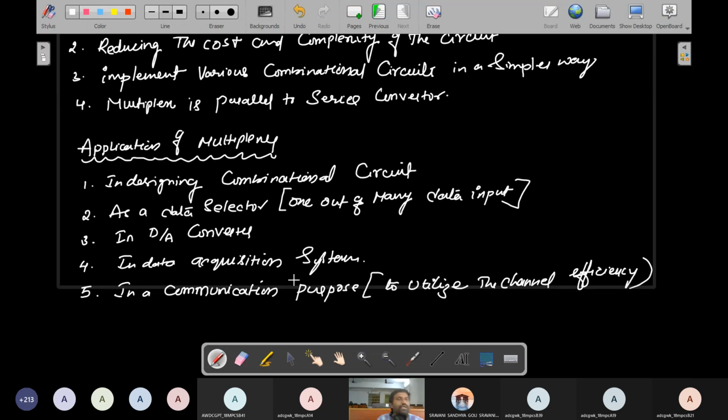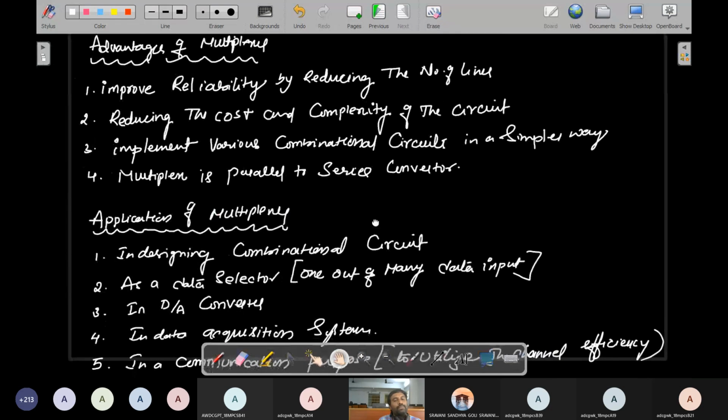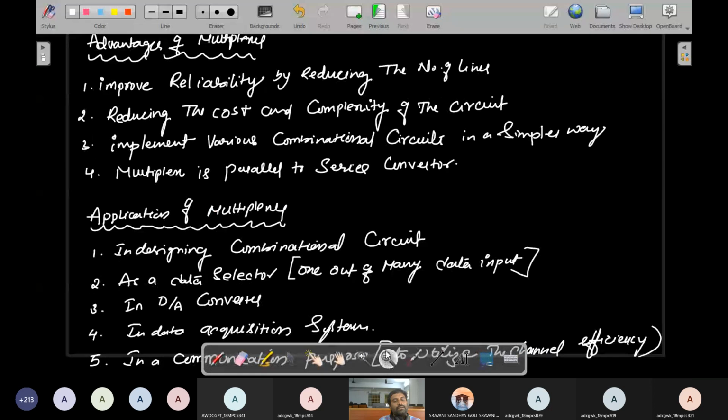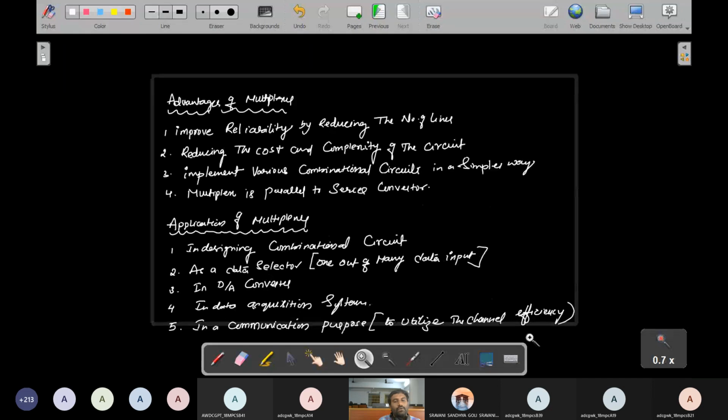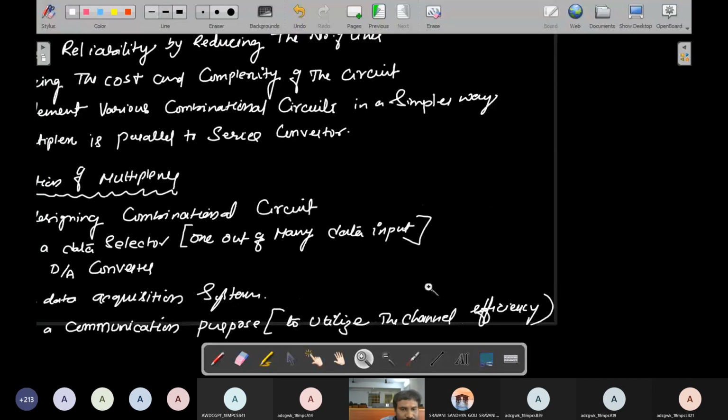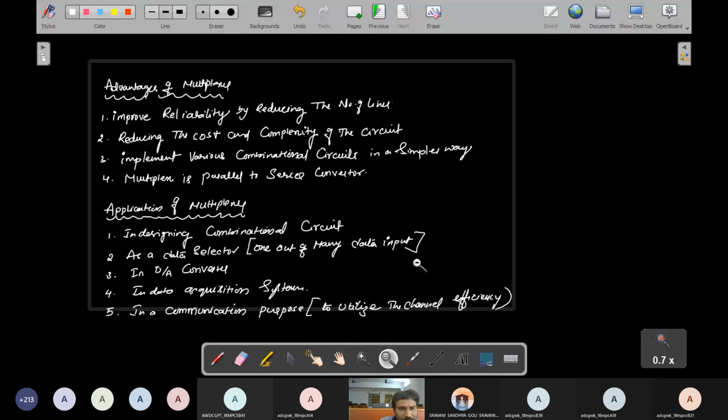Okay, so this is one of the important applications of multiplexer. Understand everybody? So these are the advantages of multiplexer. Simply I'll write it on one paper. Okay, understand? Right. So all this I'll convert into one paper.